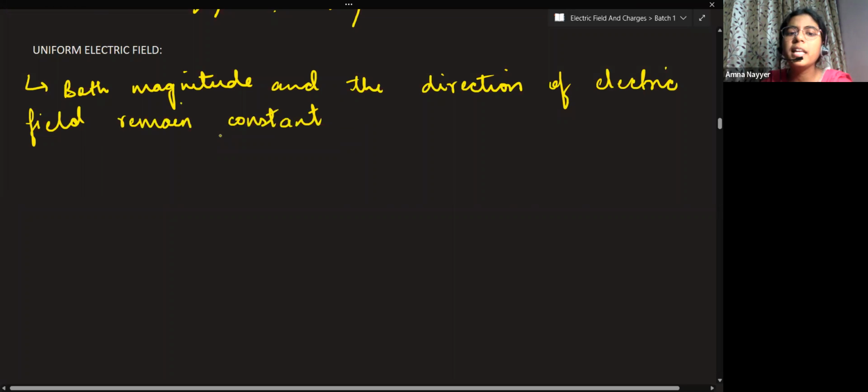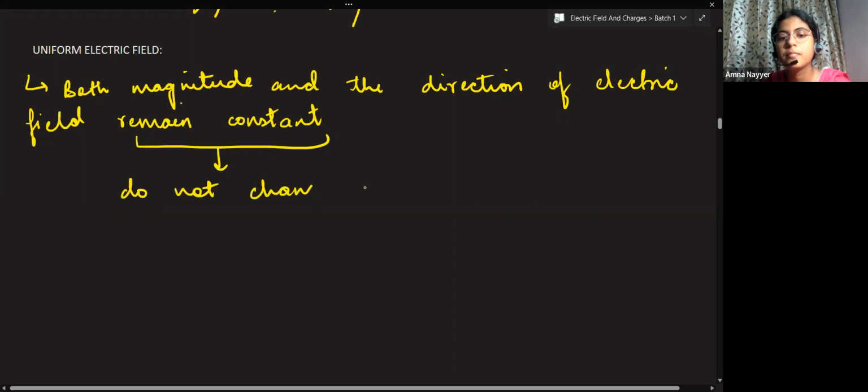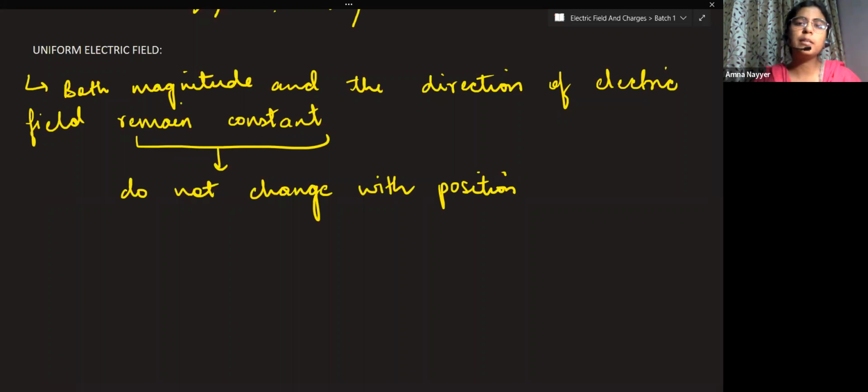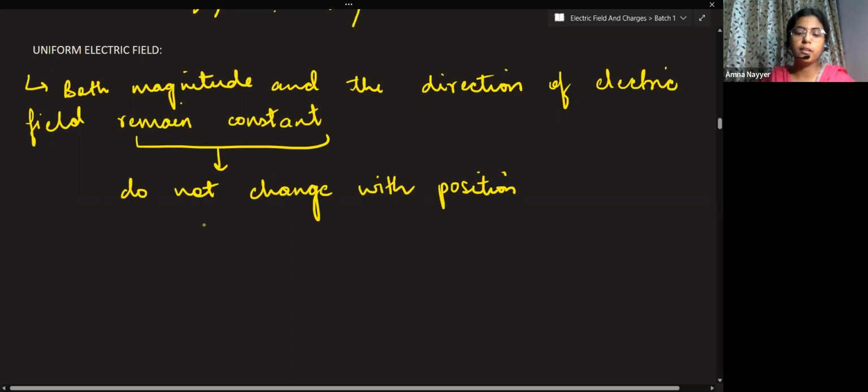Remain constant means what? Remain constant means that they do not change with position. If you remember in class 11th, you have done uniform velocity. So what does uniform velocity mean? Uniform velocity basically means covering equal distances in equal intervals of time. That is what is meant by uniform electric field as well. If the magnitude of electric field is not changing and the direction is also not changing, we say we have a uniform electric field.